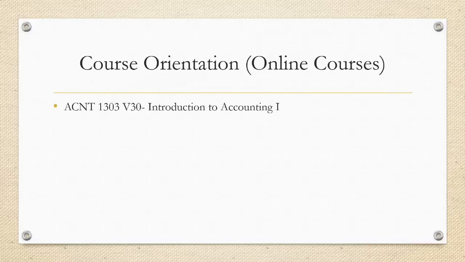So this course orientation is for an online course, and the course is Accounting 1303 V30, Introduction to Accounting 1. I've got a full house. I even allowed some students above the limit because I know some students needed this class in order to meet the prereqs for some additional classes. So I allowed some students to come in at a later point in time.